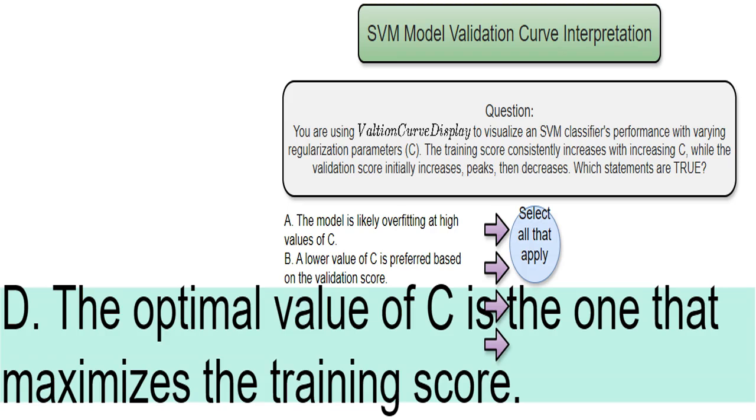However, we're primarily interested in how well the model performs on new, unseen data, which is what the validation score measures. Focusing solely on the training score can lead to overfitting. Think about this. Why is validation performance more crucial than training performance for model selection?